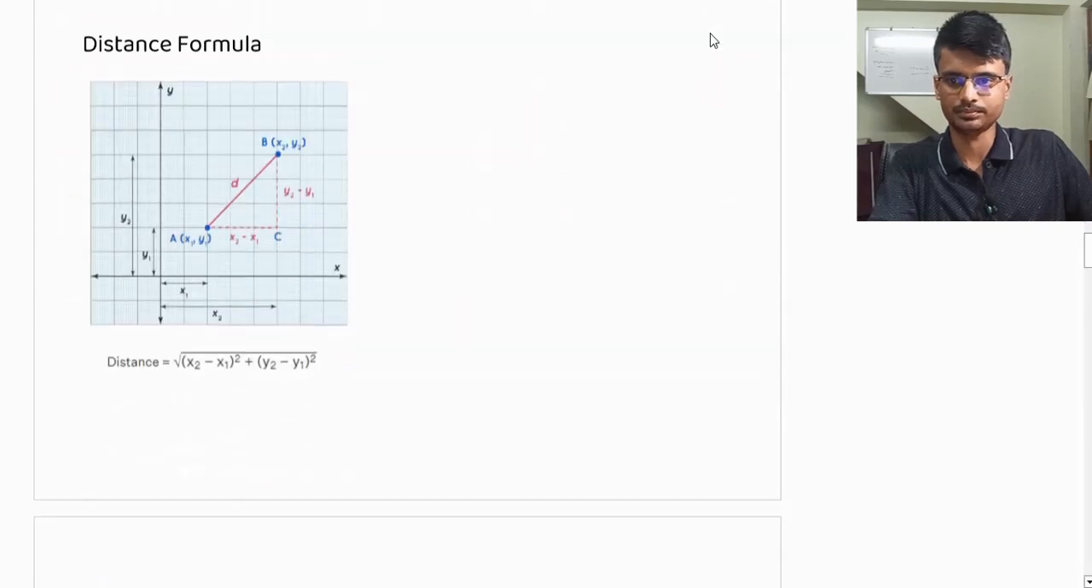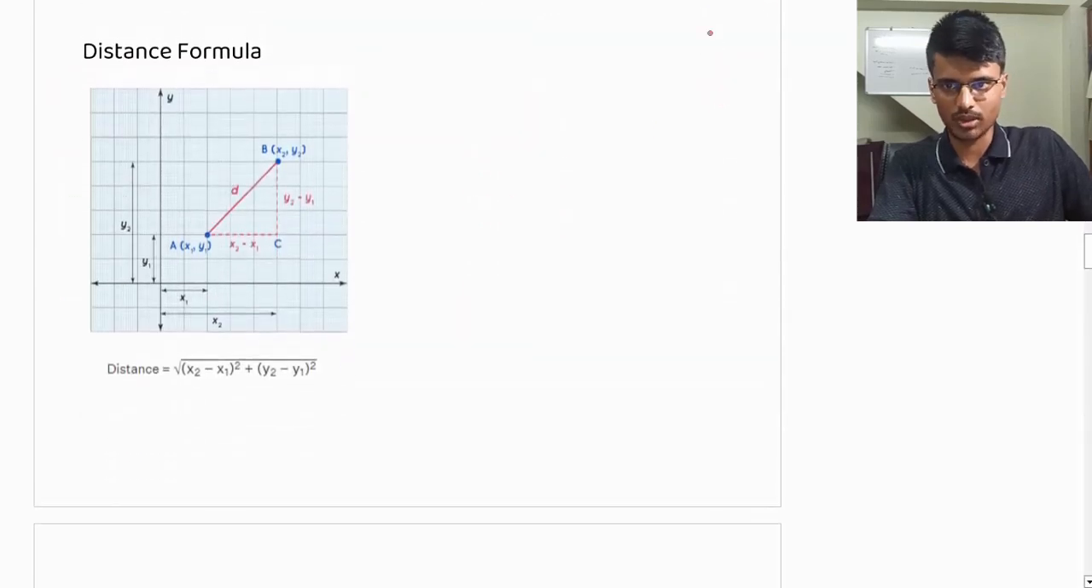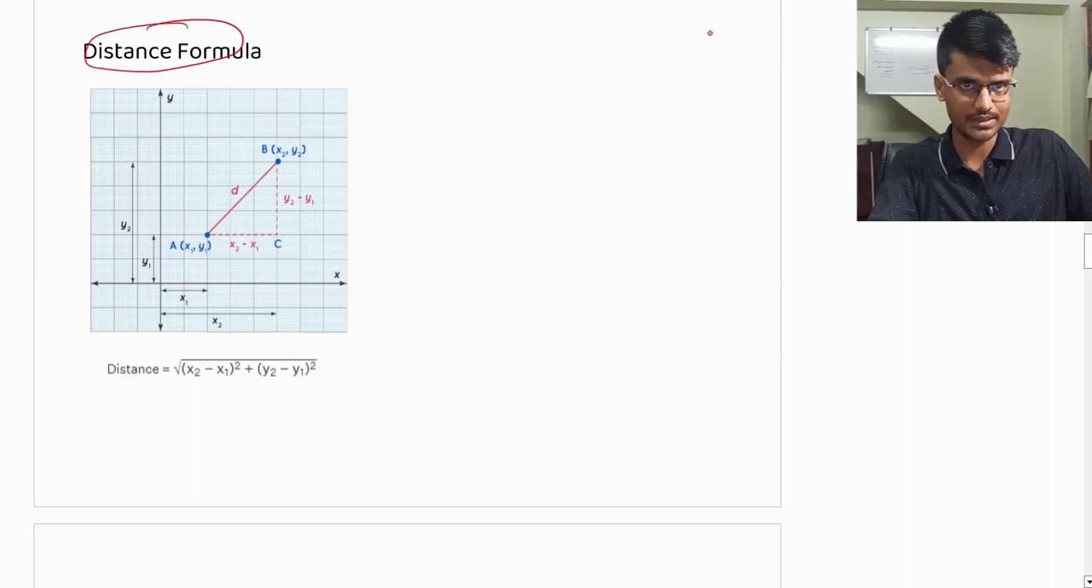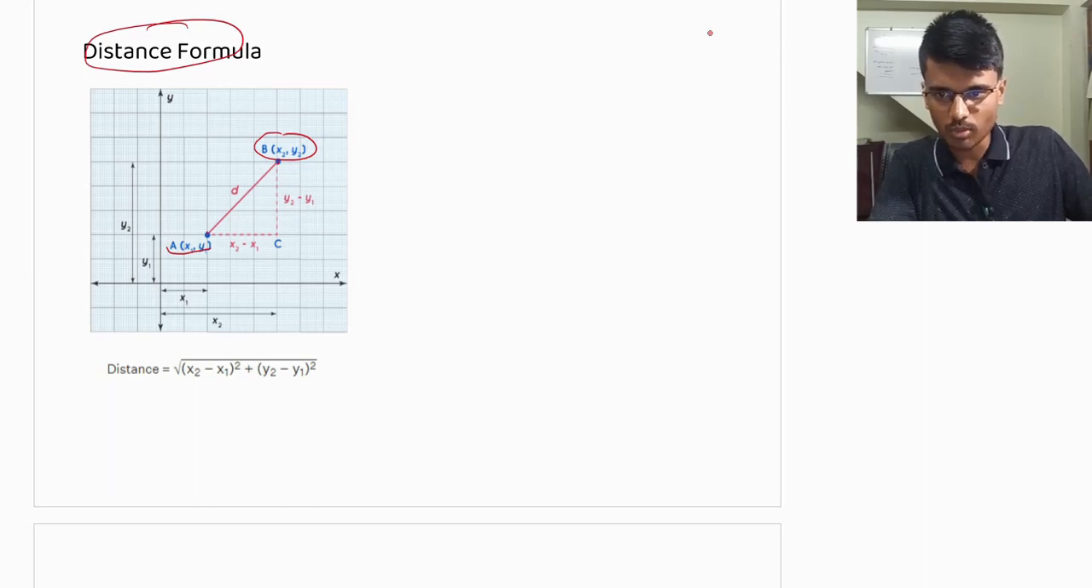Next is the distance formula. I think you have learned this in your lower classes. We have got 2 points, say A and B. The coordinates of A are x1, y1, and the coordinates of B are x2, y2. So this is my x1 and this is my y1. Similarly, this is my x2 and this is my y2. I want to find out this distance.